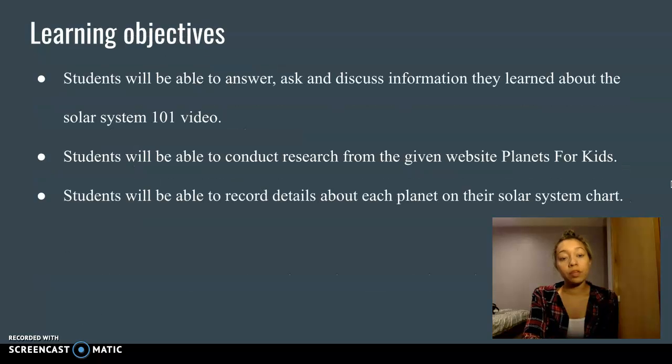As for the learning objectives, the first objective is students will be able to answer and discuss information they learned about the Solar System 101 video. As for the second objective, students will be able to conduct research from the given website, Planet for Kids. The third objective is students will be able to record details about each planet on their solar system chart.